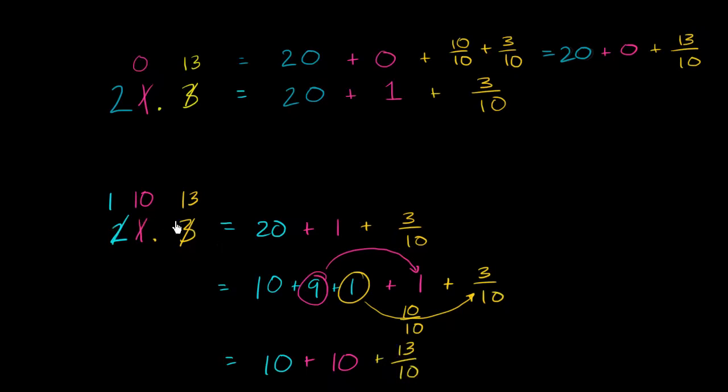I changed the value in the places. I took 1 ten away, so I had 2 tens, and now I'm only left with 1 ten. And that extra 10 of value, I regrouped it. I gave 9 to the ones place, so 1 plus 9 is 10. And then I gave 1 to the tenths place. So 1 plus 3 tenths is the same thing as 13 tenths.